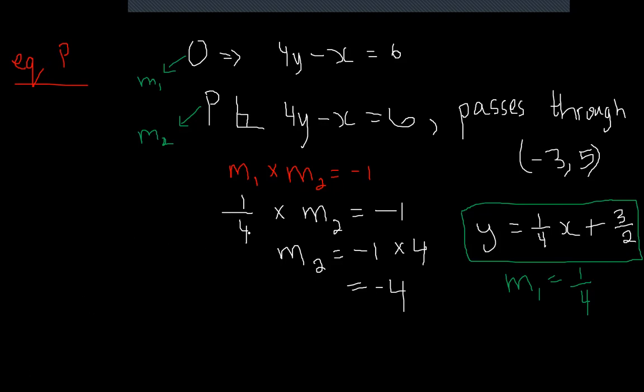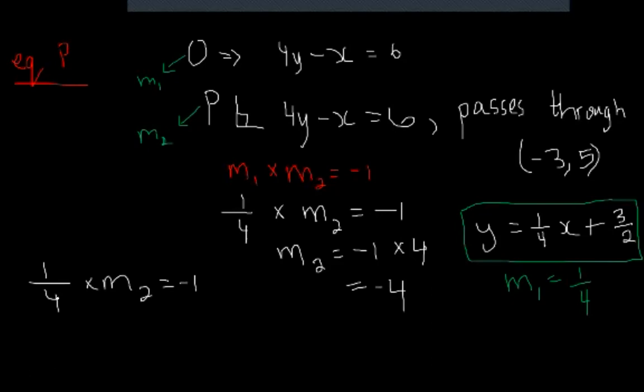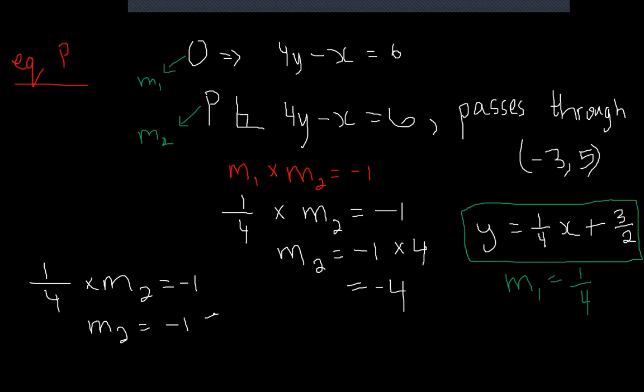Just in case you didn't know how I got the 4, since we multiply by a quarter on this side, we would divide by a quarter on that side. So it'll be minus a quarter times M2 is equal to -1. We multiply by a quarter on this side, so it divides the other side: -1 divided by a quarter. We need to remember when we divide by a fraction, it's the same as multiplying by the reciprocal. Reciprocal of a quarter is 4. And that's how I got -1 times 4. Just in case anybody didn't understand that.